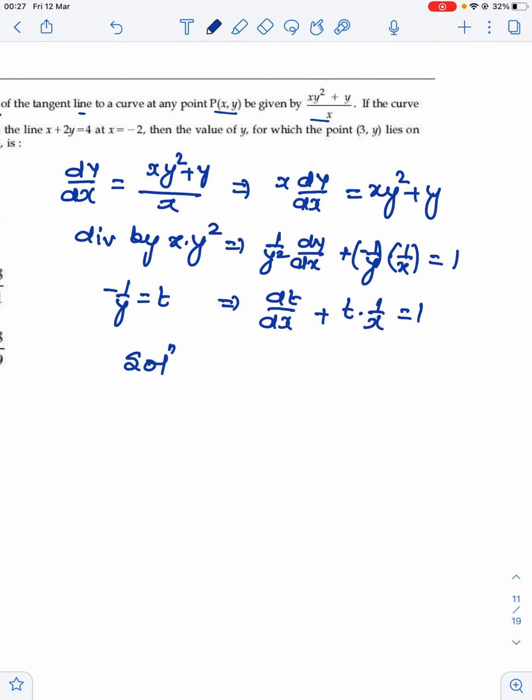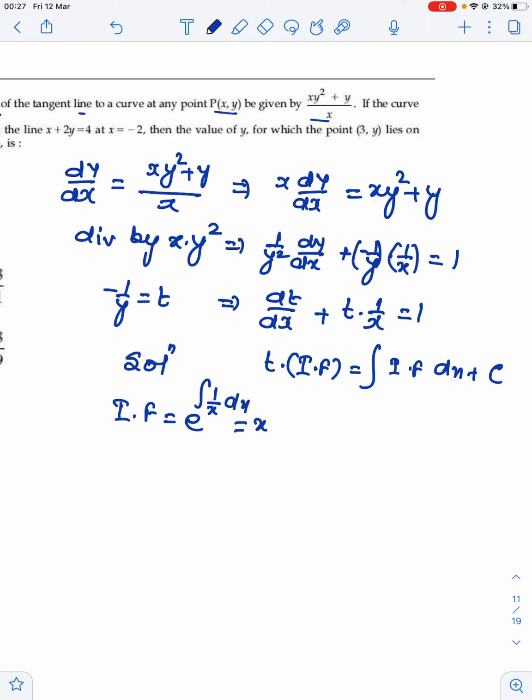So solution is given by t into integrating factor is equal to integration of integrating factor dx plus c, where integrating factor is e to the power integration of 1 upon x dx, which is ln x. E to the power ln x is x. So this is t into integrating factor x, so t is minus 1 by y, so minus x by y is equal to integrating factor dx is only x, so x square by 2 plus c.